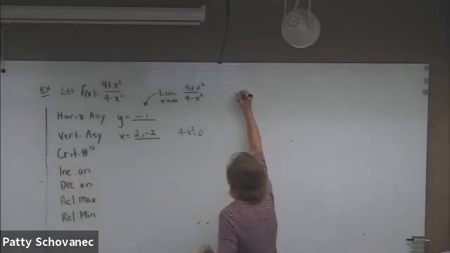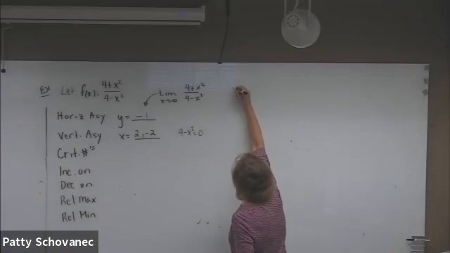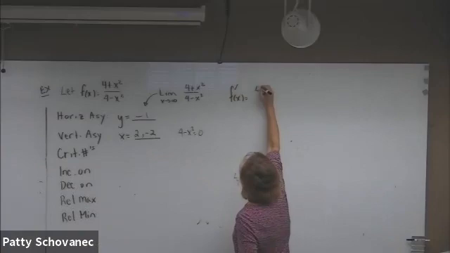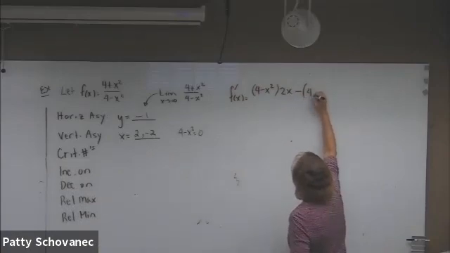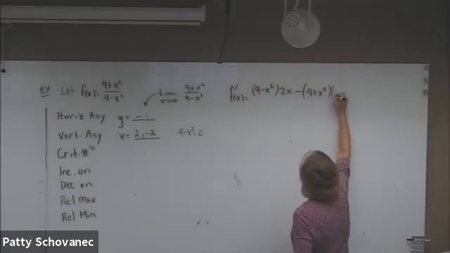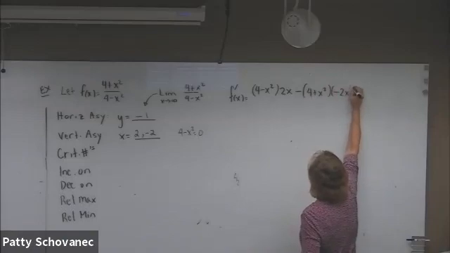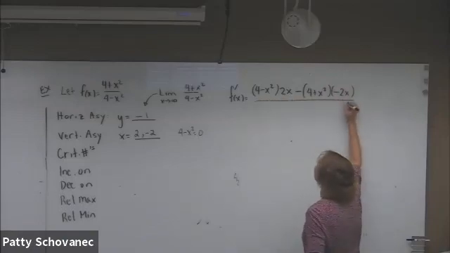Numbers, we need the derivative by the quotient rule. Bottom times the derivative of the top minus the top times the derivative of the bottom, over bottom squared.